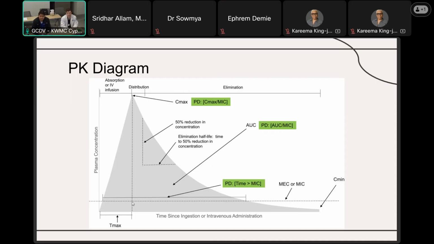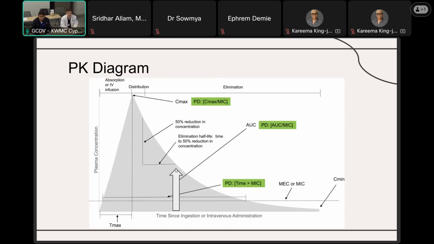What this dotted line is showing is the minimum inhibitory concentration or the minimum effective concentration. What that means is, what is the minimum concentration of an antibiotic, for example, in the serum or the blood, that will be able to kill the bacteria or inhibit them. So we need to know the duration for which the concentration is kept above this level. And that actually gives an idea about medication effect as well.